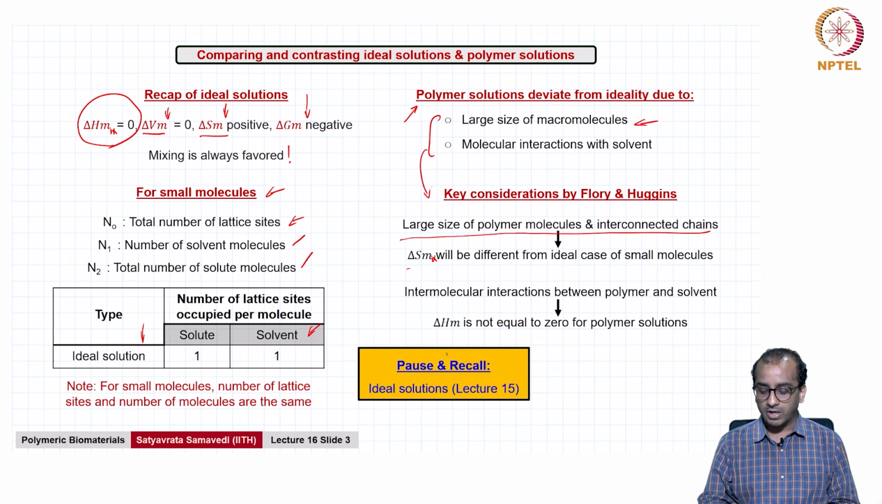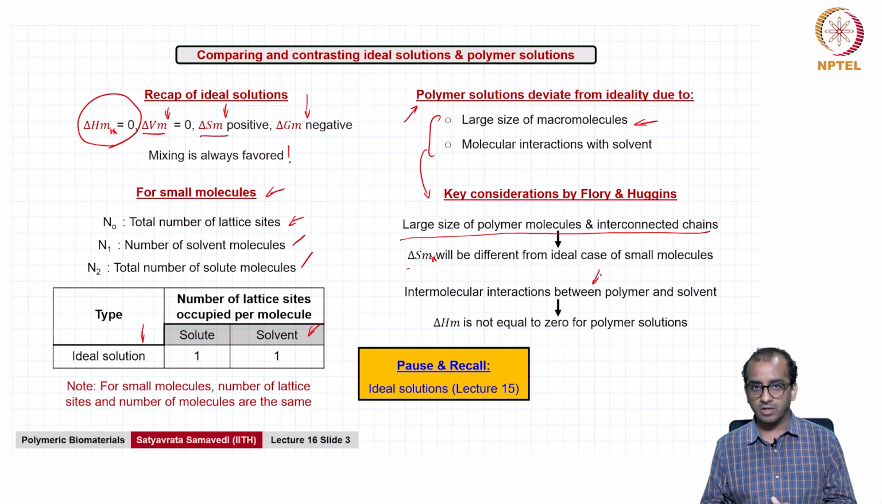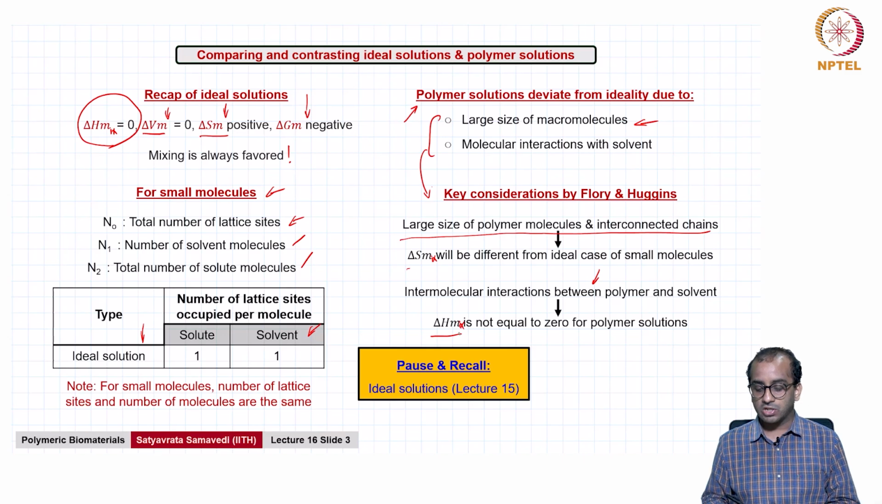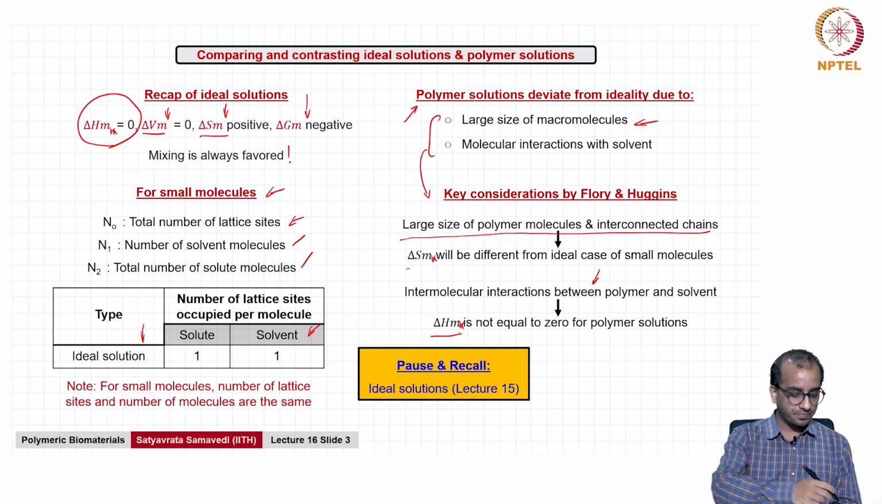The other important point is there are intermolecular interactions that could exist between the polymer and solvent which could be favorable or unfavorable depending upon the polymer solvent system. That means delta H mix is not equal to 0 for polymer solutions because 1, 2 interactions are not the same as 1, 1 and 2, 2 interactions. So, these 2 points will form the basis for how we will formulate Flory-Huggins starting off from the theory for ideal solutions.